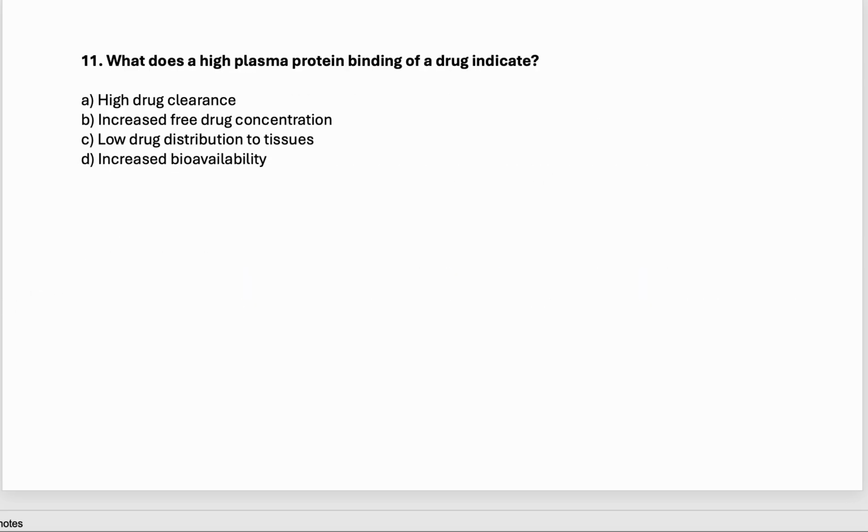Next question. What does a high plasma protein binding of a drug indicate? A. High drug clearance. B. Increased free drug concentration. C. Low drug distribution to tissues. Or D. Increased bioavailability.